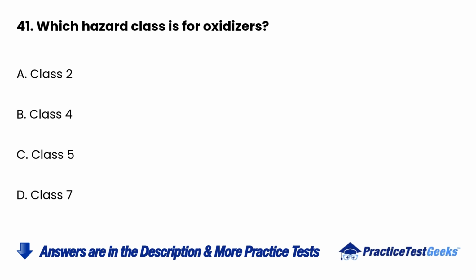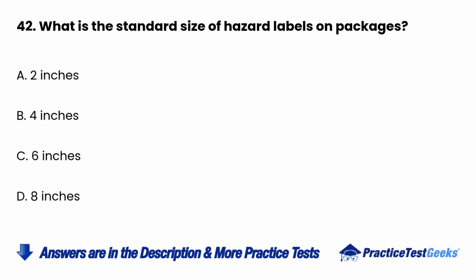41. Which hazard classes for oxidizers? A. Class 2. B. Class 4. C. Class 5. D. Class 7. 42. What is the standard size of hazard labels on packages? A. 2 inches. B. 4 inches. C. 6 inches. D. 8 inches.